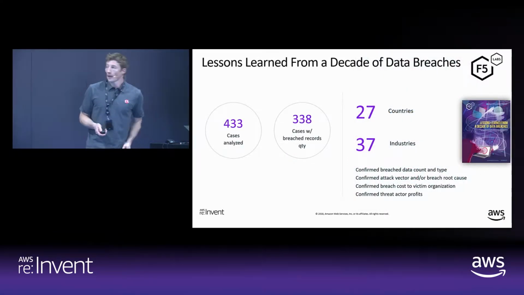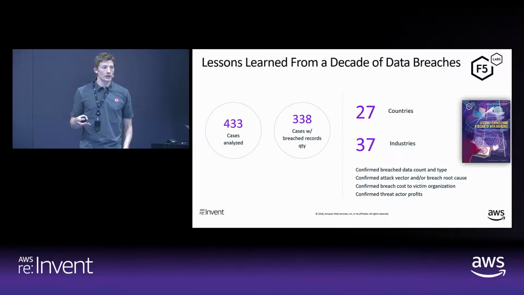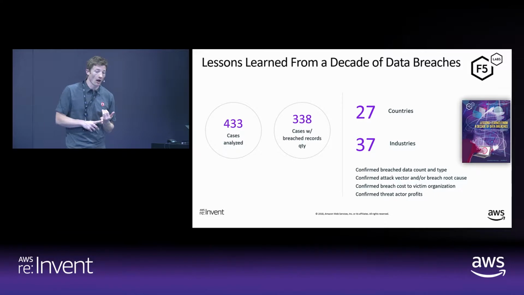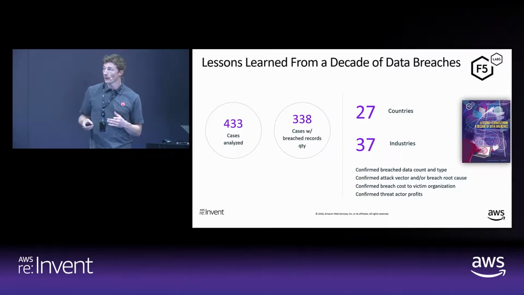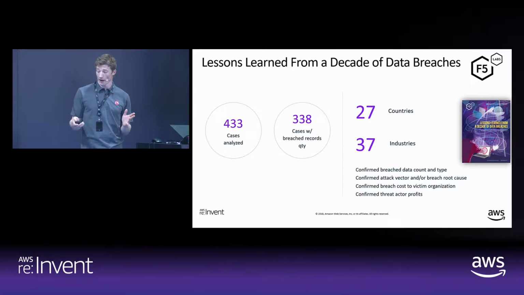In this report, our engineers looked at 433 cases of confirmed data breaches, right? And of those, 338 had confirmed breach record quantities. So these were known cases. They'd been published. There'd been analysis done of them. We could see the confirmed attack vector and breach root cause, who it affected, what the costs were, what the threat actor profits were. And again, this is a free report. You can go ahead and download this off of F5 Labs right now.